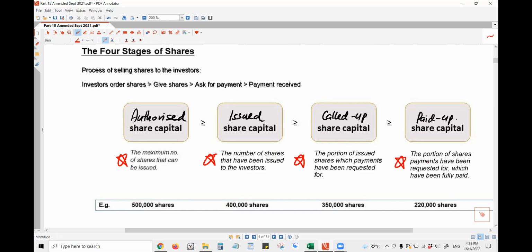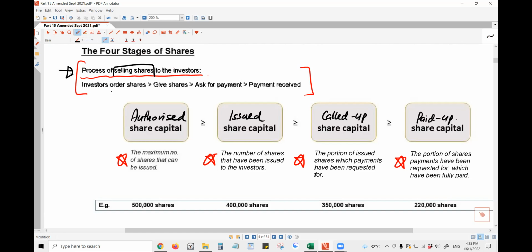I'm not sure if your definitions look like mine or not, because a few months ago I edited the definition. And I think this is something you don't have: process of selling shares to the investor. If you don't have it, then you copy it down or take a picture of this entire thing with your phone. Now let's start with me explaining what these 4 terms are. Before I explain, you look at this first: the entire process of selling shares to the investor.